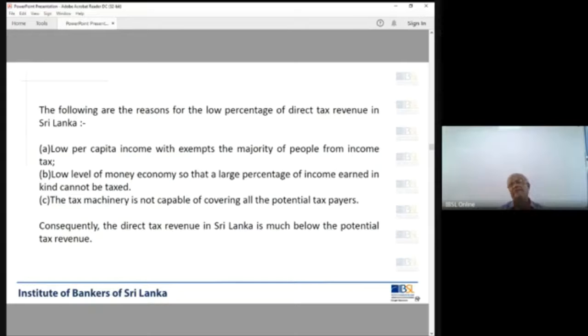But recently, this government introduced a policy to bring all these non-taxpayers to the tax base. They had to open a tax file. That is the reason. Low per capita income, and at the same time exempted. So the majority of the people are exempted from income tax. Right? Now they can argue, our salaries are very low. Out of this, we can't pay taxes.